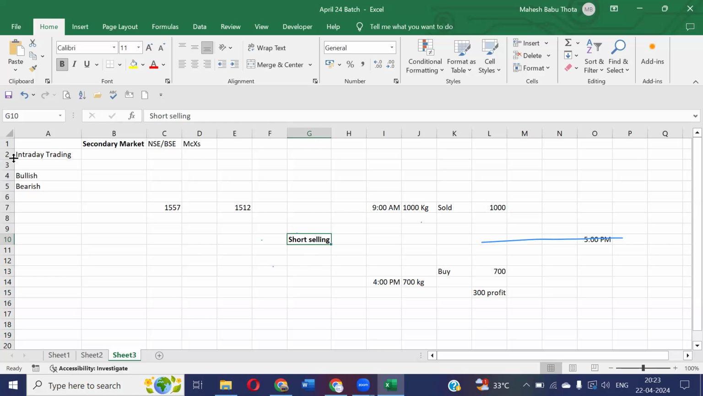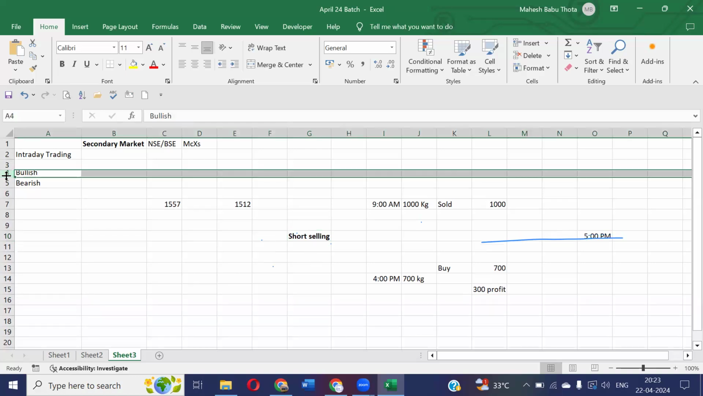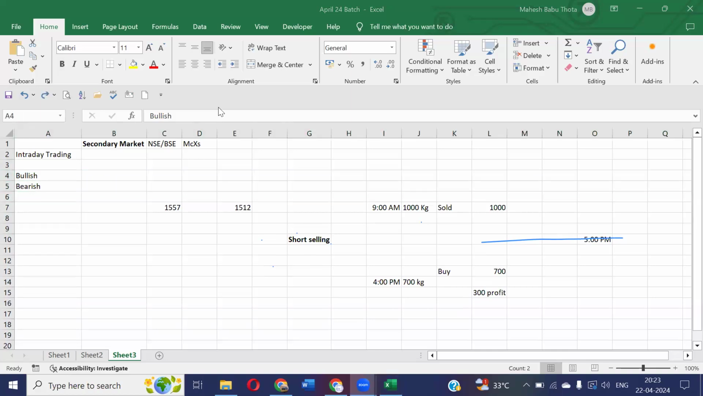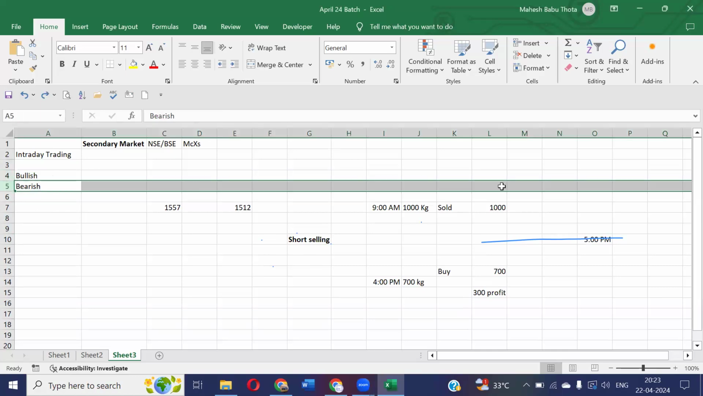So when we do this short selling, in which scenario is it possible, bullish or bearish? Bullish or bearish? Mallikarjuna, in bullish or bearish? Bearish. Ashwath, yeah, in bearish condition only. Short selling can be done in bearish for profit. Lokesh, are you there? Bearish, bro.